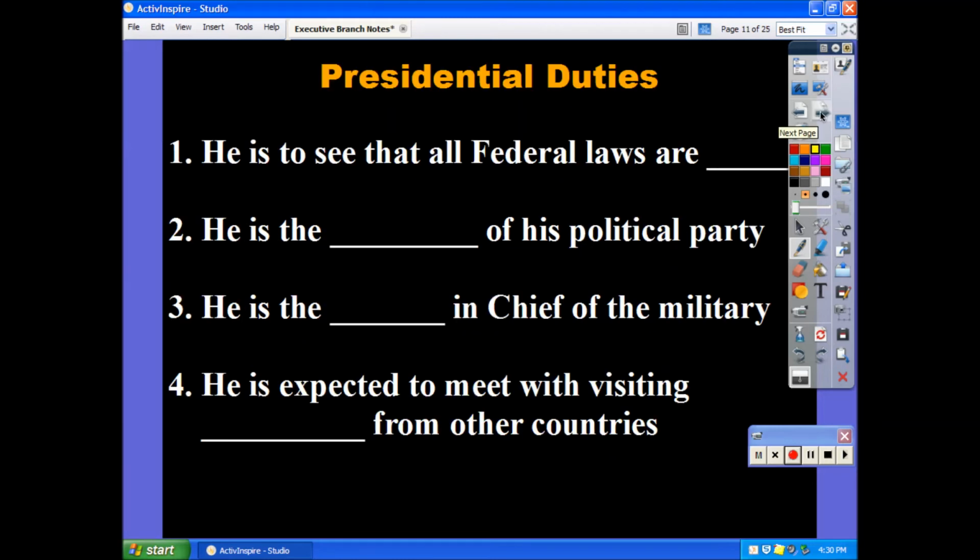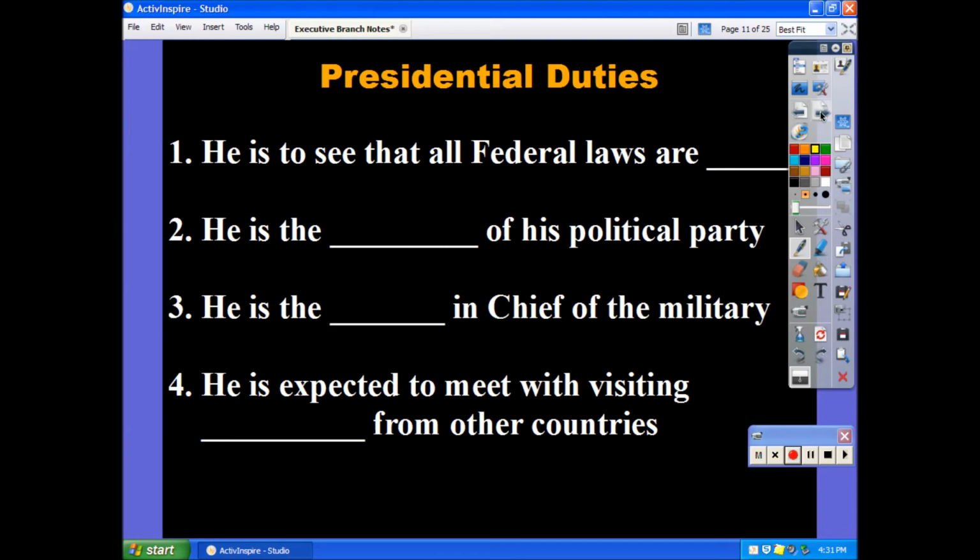Now, presidential duties, again, are things that he's required to do. And the first and foremost important duty that he has is to see that all federal laws are effectively enforced. And this is not an option. You can't pick and choose which laws. It doesn't say here he can effectively enforce some of the laws or choose the laws he's going to enforce. It says all laws are effectively enforced.